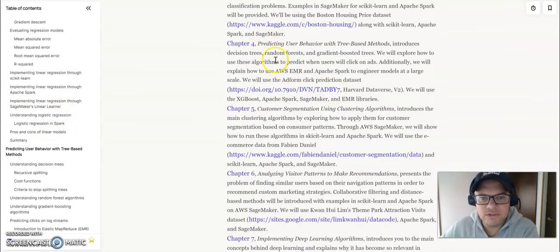Then chapter 4 is going to be about the prediction of user behavior with tree-based methods. It's going to be an introduction to decision trees, random forest, and gradient boosted trees.